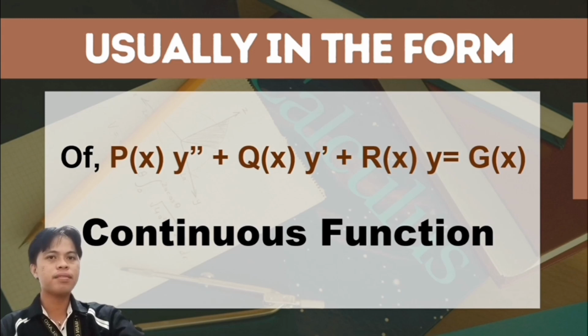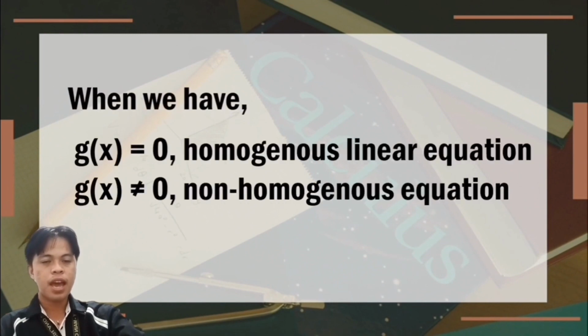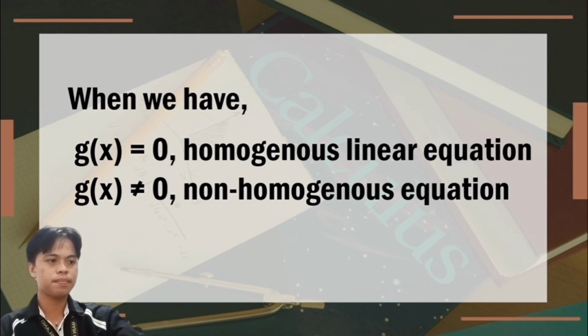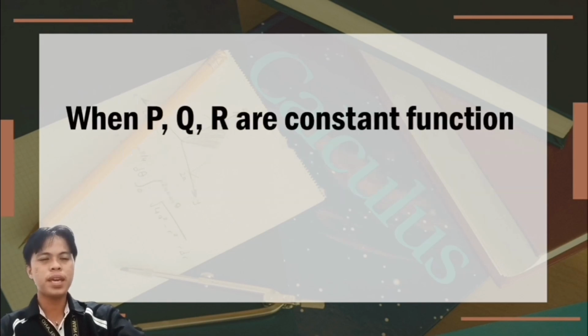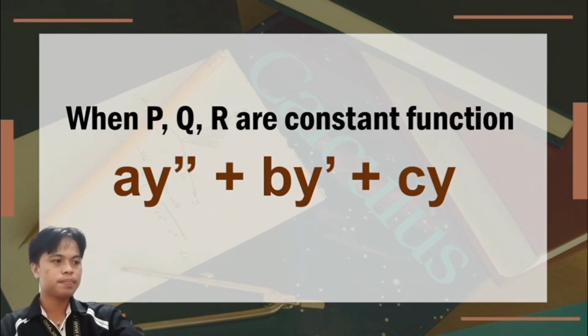When we have g of x equals 0, it is a homogeneous linear equation. And when g of x is equal to some other number or not equal to 0, it is a non-homogeneous equation. Now, when p, q, and r are constant functions, we have this equation ay double prime plus by prime plus cy.